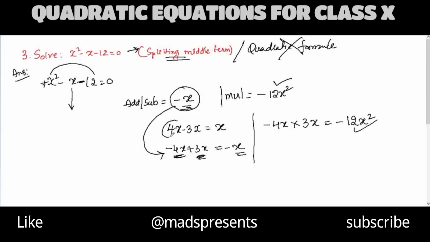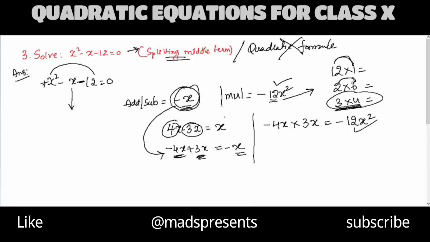Sir, how did you get 4x and 3x in your brain? Because simply take 12 here. What are the factors of 12? 1 into 12, one case. 2 into 6, one case. 3 into 4, one case. If you add 1 and 12, you will get 13; if you subtract, you will get 11, which is not matching. For 2 and 6, add and you get 8, subtract and you get 4. It's not matching because I need to get minus x here. For 3 and 4, if you add, you get 7; if you subtract, you get 1. Somewhat it is matching. So the other two are ruled out and 3 into 4 is taken.